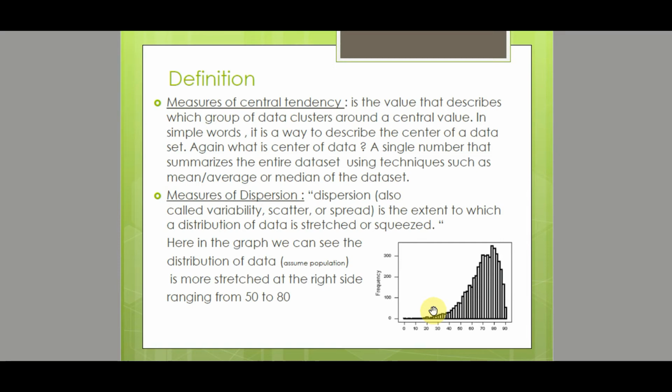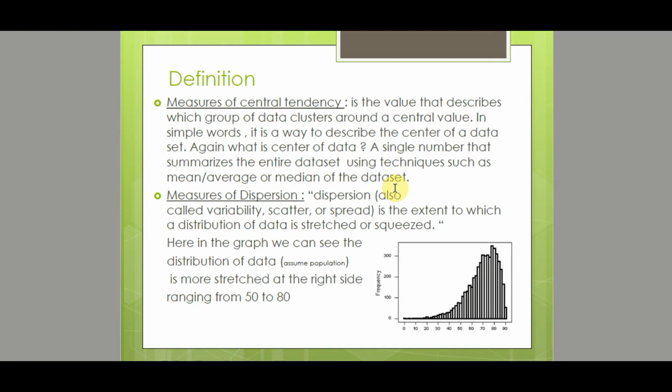Measures of central tendency is the value that describes where a group of data clusters around a central value. In simple words, it is a way to describe the center of a data set. Again, what is the center of data? A single number that summarizes the entire data set using techniques such as mean, average, or median of the data set.